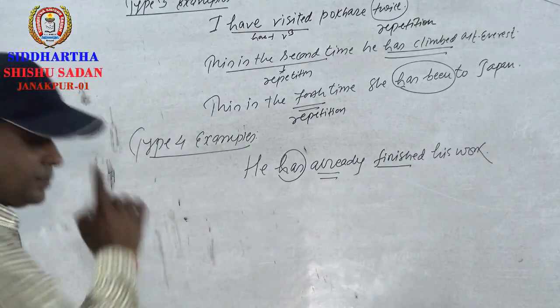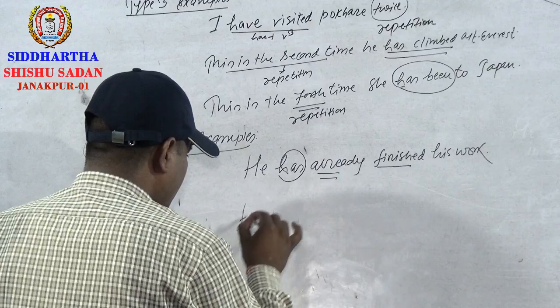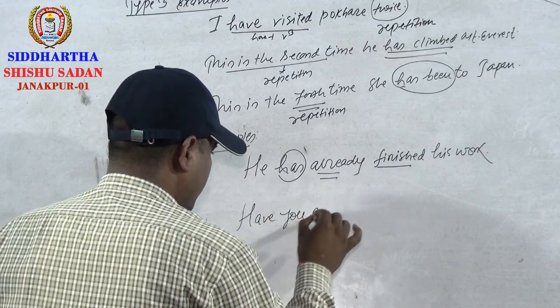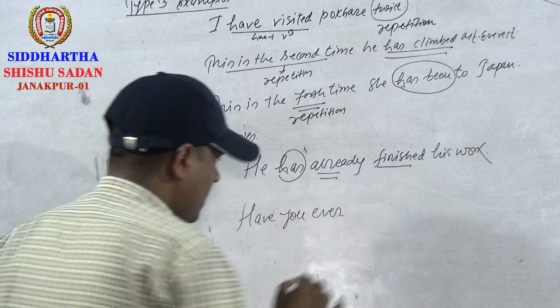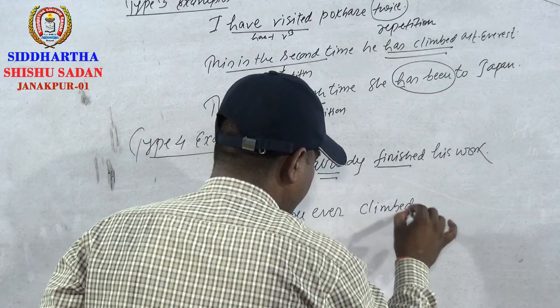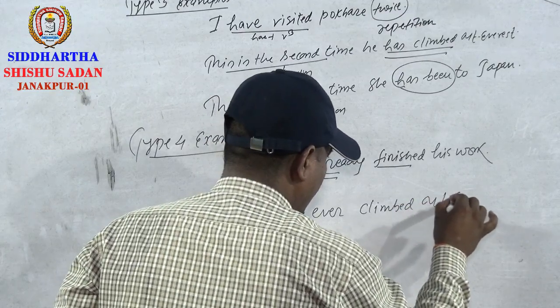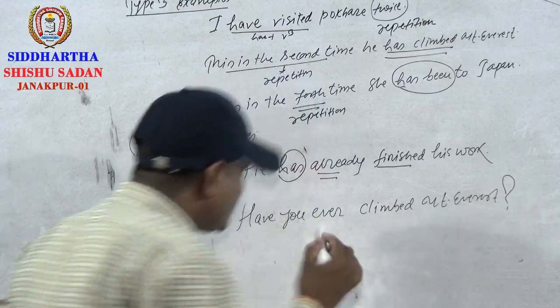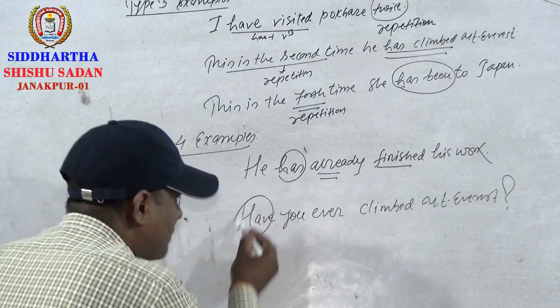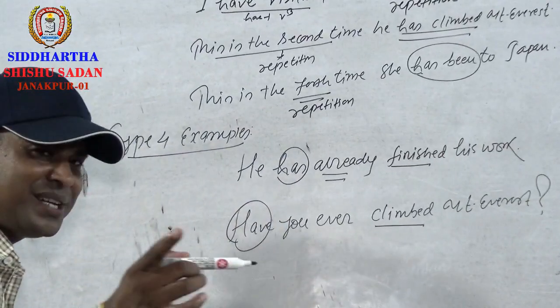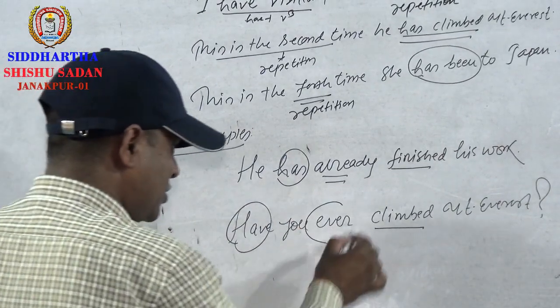The next one. Have you ever climbed Mount Everest? Which tense is used again here? Have plus V3. The reason? Ever is used in question.